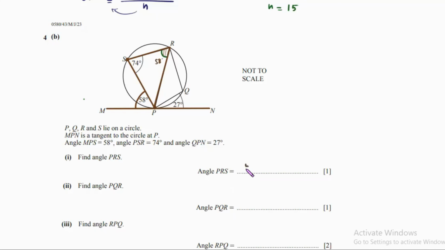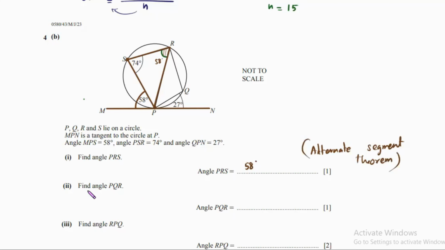So here we are just asked to write the value of the angle, that is 58. And if we are asked to write the geometrical reason, we will write it as alternate segment theorem. That will be enough. I'll write it here.